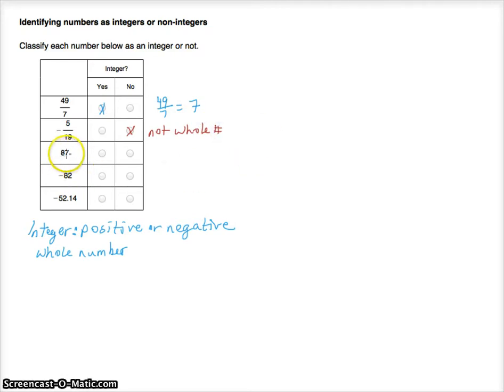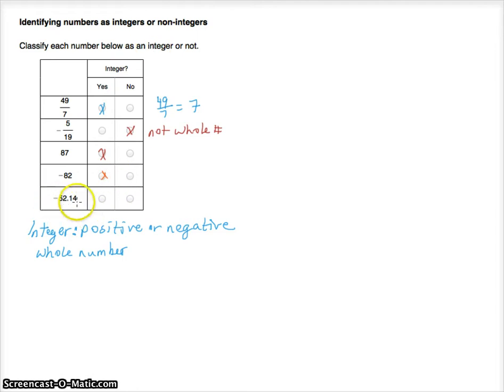87. That's a pretty self-explanatory one. It's just 87. It is a whole number. It's an integer. It's positive. So that one would be. The next one we're going to look at, negative 82. It's a whole number and it's negative. There's no repeating decimal. It's not an undivisible fraction. It is indeed an integer.